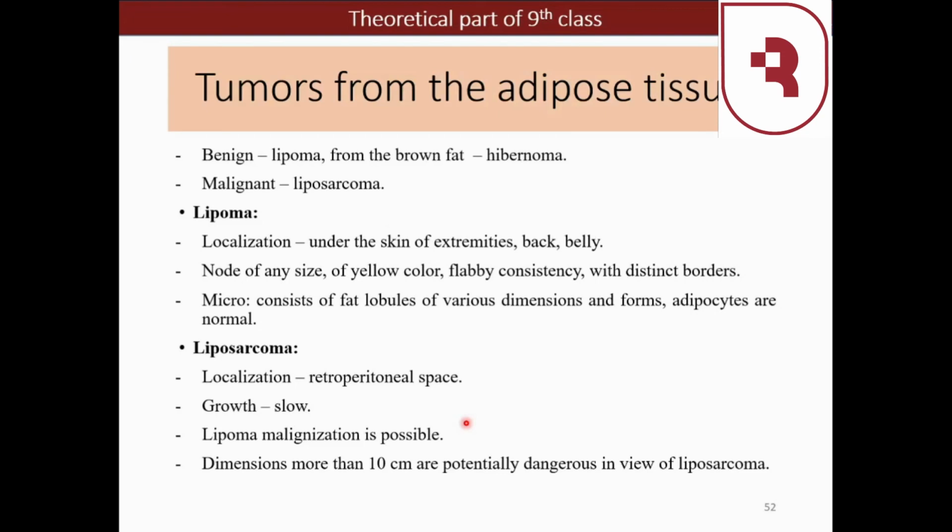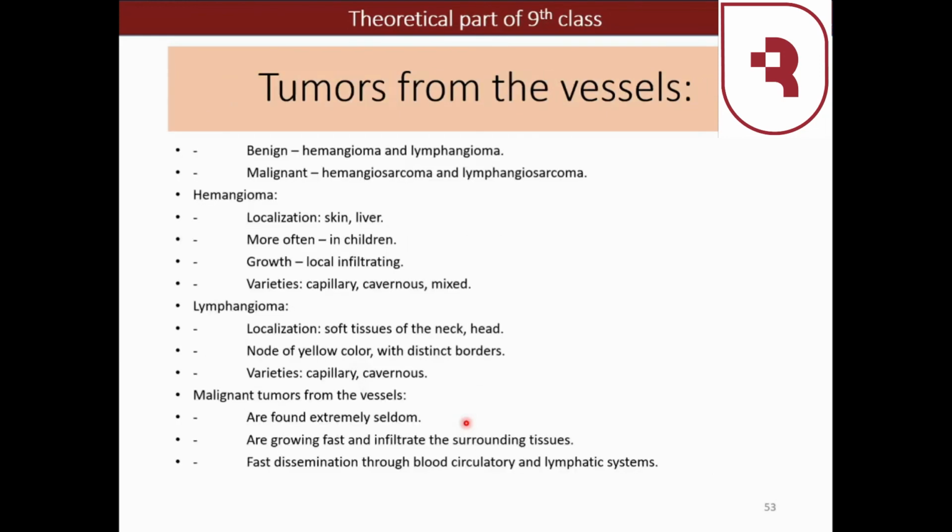Liposarcoma: the typical localization is the retroperitoneal space, characterized by slow growth. Lipoma malignization is possible, so sometimes liposarcoma is a result of malignization of lipoma. If it is more than 10 centimeters in diameter, it may be dangerous in view of liposarcoma.